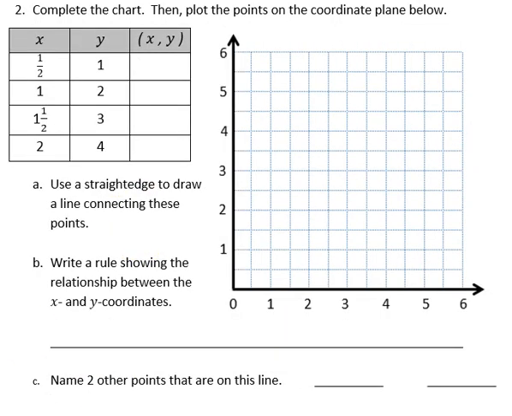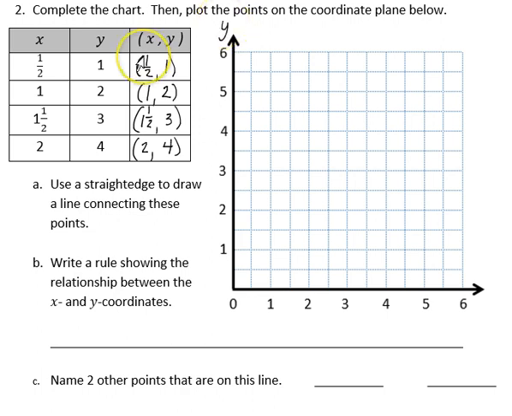Here's another example. We're going to start the same way by looking at our chart and writing the ordered pairs that match the x and y coordinates. So I'll have (1/2, 1), (1, 2), (1 and 1/2, 3), and (2, 4). Now I'll go ahead and plot each of these points on the coordinate plane.